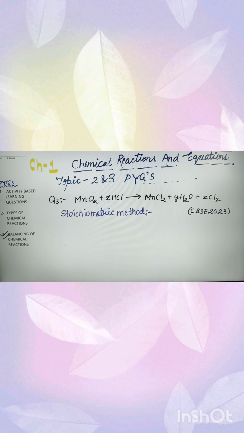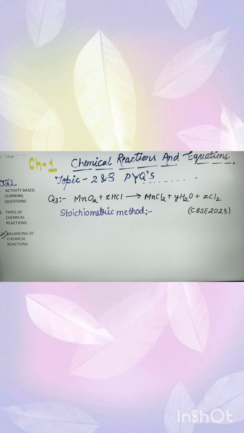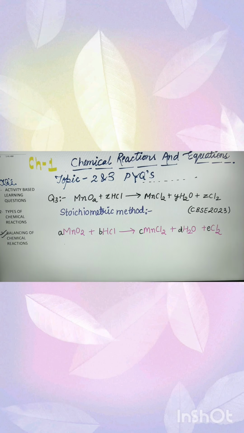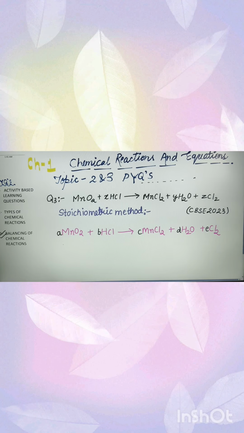If it is asked in the objective mode, we'll solve it by the stoichiometric method. We have to solve this question to find x, y and z. So we'll understand this by the hit and trial method, that is the stoichiometric method. I will simply write this equation again with the stoichiometric coefficients A, B, C, D and E. I have marked here x as B, y as D and z as E. So we'll solve this equation by the hit and trial method.